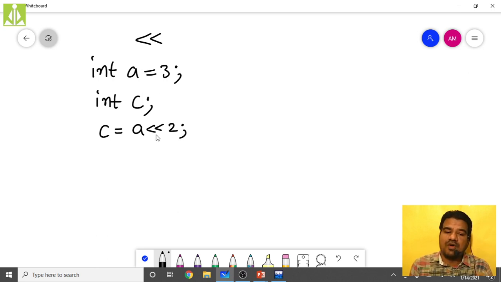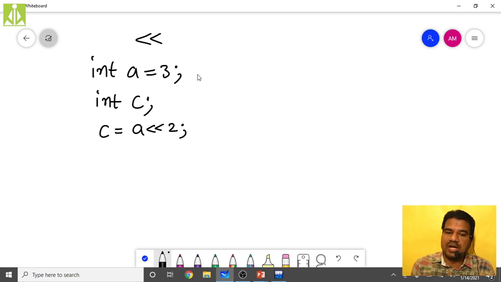What operation am I performing? Left shift operation on a. The value of a, perform a left shift operation two times. Why two times? Because I have specified it over here, and it is a binary operator. It is taking two operands, one is a variable and one is a constant. So this 2 indicates how many times we have to perform the shifting operation: two times. It is a bit complex, so just try to focus.